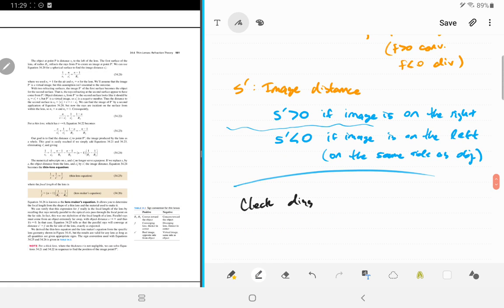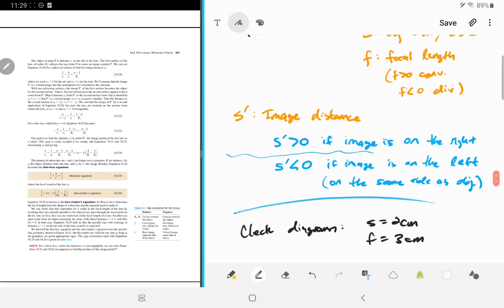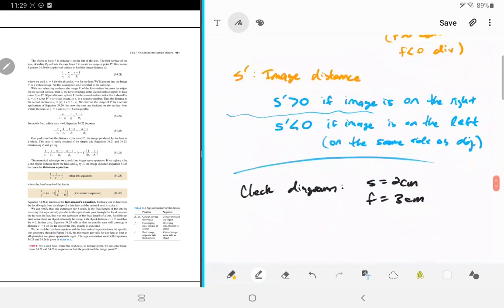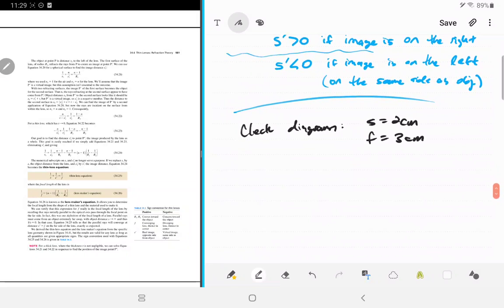Check diagram. It looks like roughly we had S is 2 centimeters and F was 3 centimeters. Does that look about right? S is 2, F equals 3. F is positive because it's converging, and the focal length is bigger in magnitude than the object distance. Okay, so let's go ahead and solve for S prime.